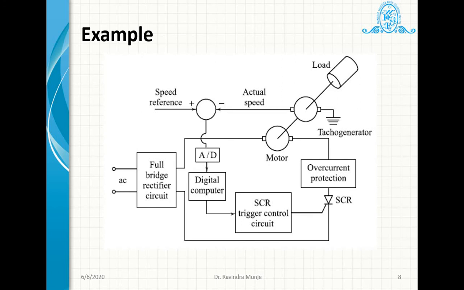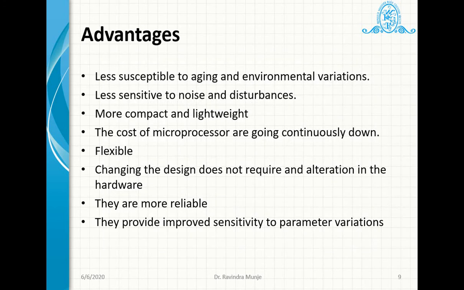Now let us move ahead. We need to understand why we need to go for the digital control system. There are some advantages associated with the digital control system. Before that, we need to understand the advantages of the analog control system, because when we are directly going to the digital control system, we also need to understand the analog control system.